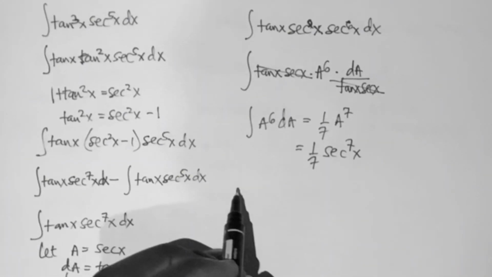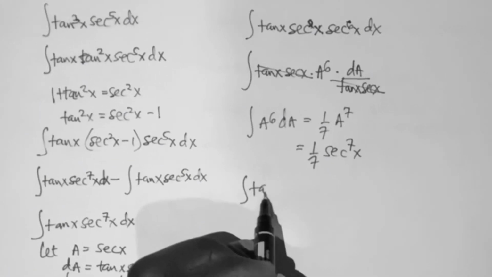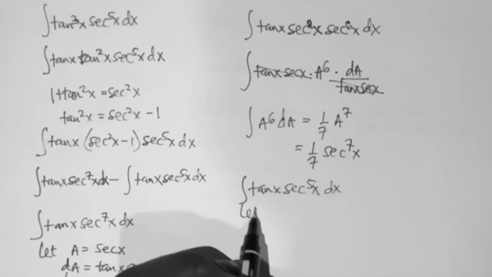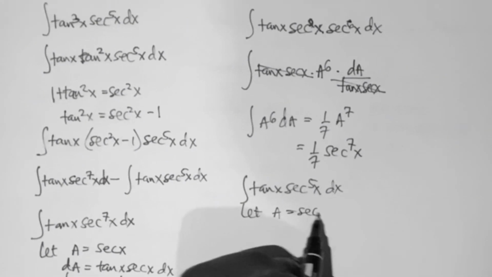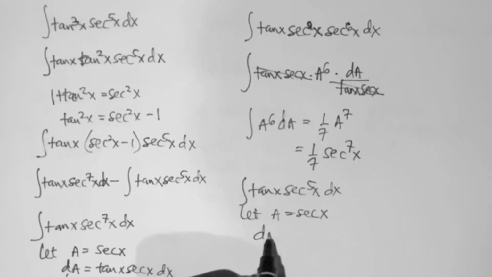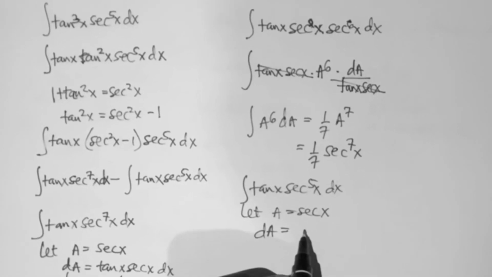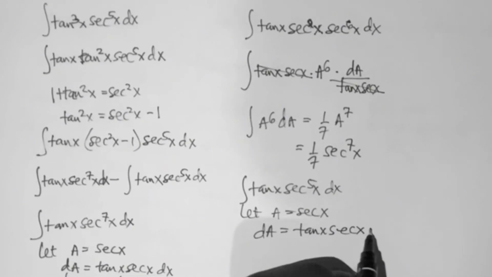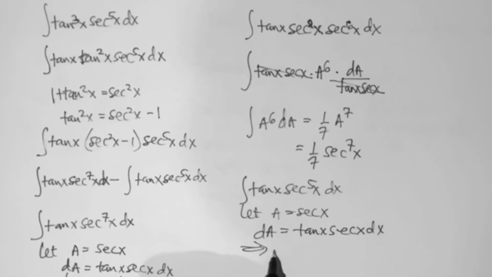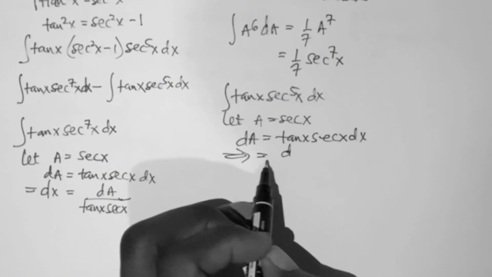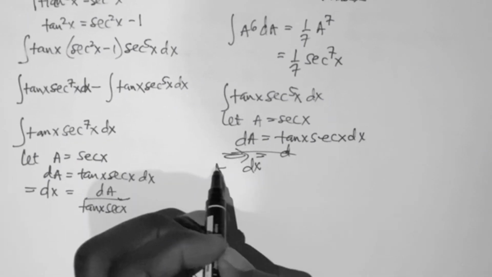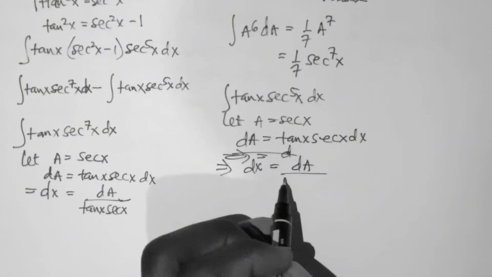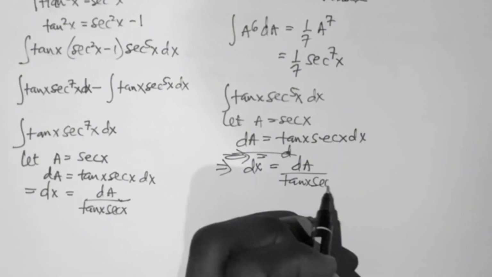So let's evaluate this one too, which is integral of tan x sec exponent 5x dx. So let a be equal to sec x. So dA is equal to tan x sec x dx. So this implies that dx is equal to dA divided by tan x sec x.